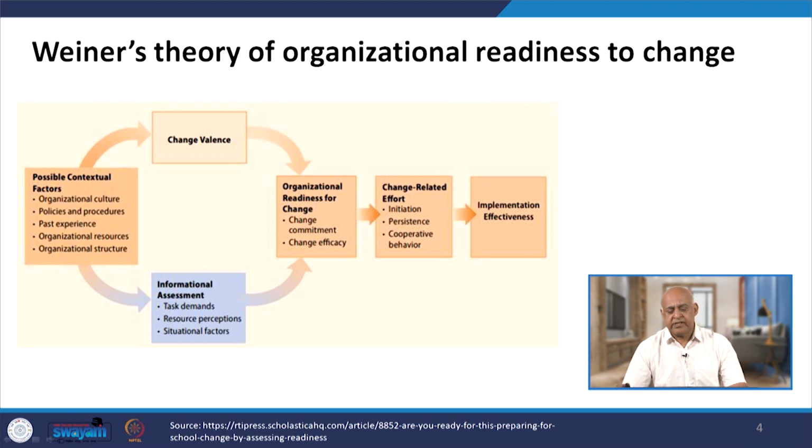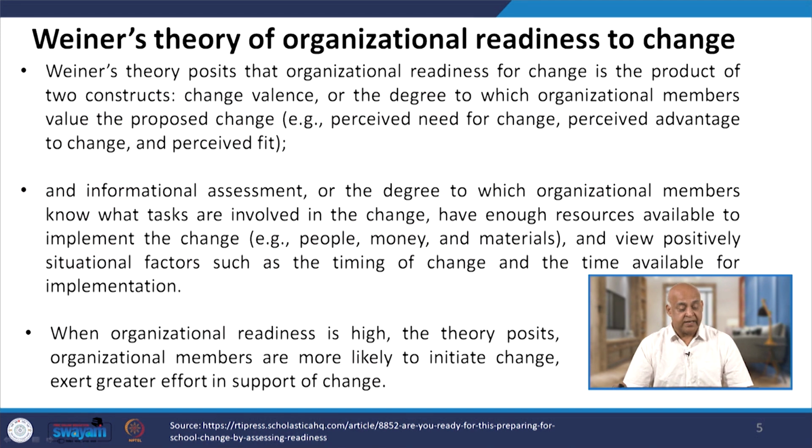Weiner's theory of organizational readiness to change talks about possible contextual factors. These factors are organizational culture, policies and procedures, past experience, organizational resources and organization structure. When we make the change variance, it becomes organizational readiness for change, change commitment and change efficacy, which relate to change-related effort, initiation, persistence, cooperative behavior and implementation effectiveness. Whenever we are talking about the possible contextual factors, there is also the informational assessment: task demand, resource perceptions and situational factors.